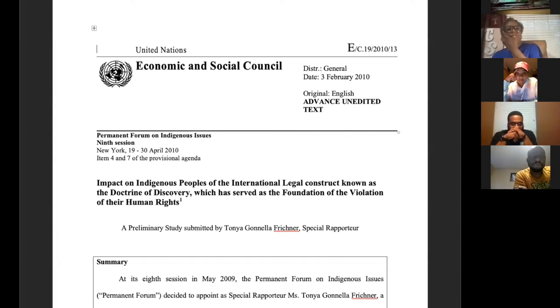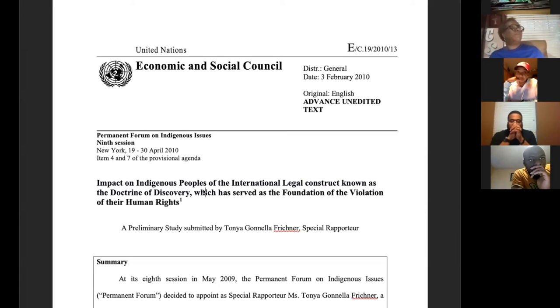This document you see on the screen is from the United Nations, from February 2010. It concerns the impact on indigenous people internationally. They're trying to understand the impact of, and the rights of, indigenous people.